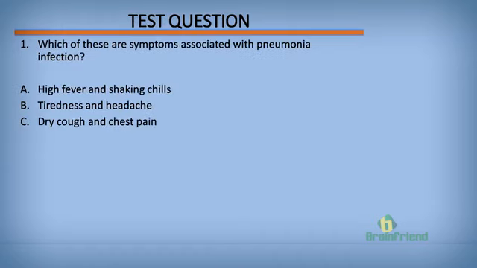Another question: which of these are symptoms associated with pneumonia infection? A, high fever and shaking chills. B, tiredness and headache. C, dry cough and chest pain. Well, from our lesson, the answer is C, dry cough and chest pain. We listed these two as signs and symptoms of pneumonia disease.